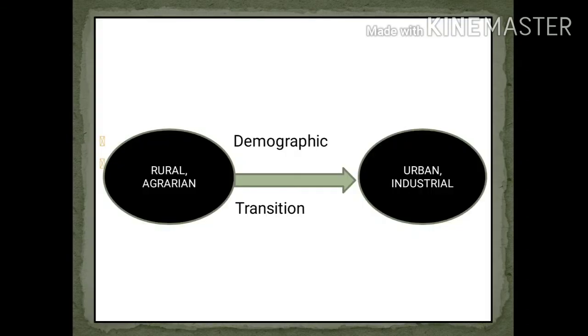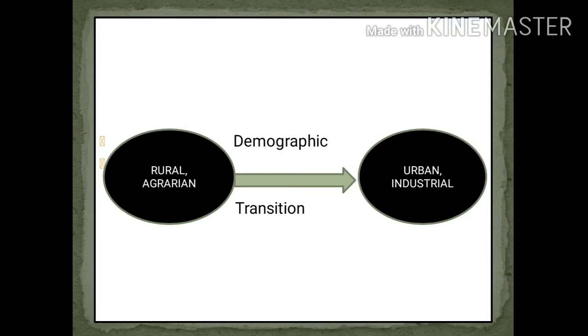Here is a figure which is showing the demographic transition. This means how a society changes from a rural agrarian society to an urban industrial and literate society. And because of this transition, how a society changes from high birth rate and high death rate to low birth rate and low death rate.